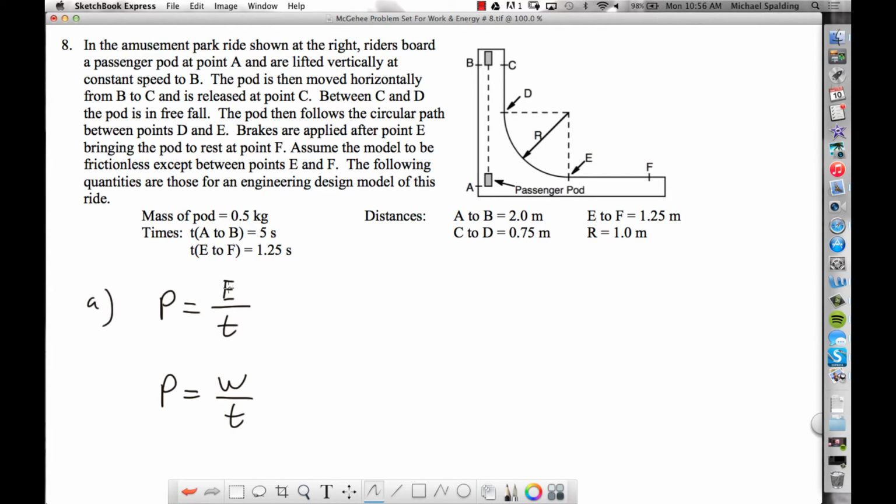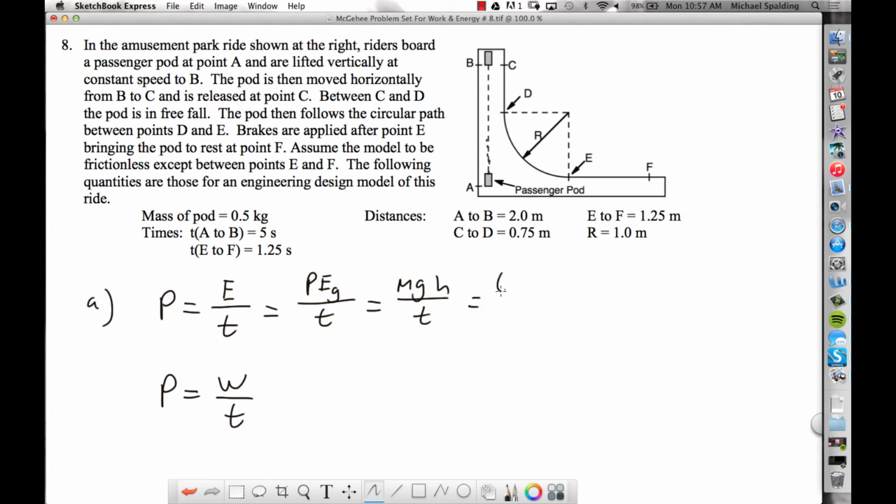So if you looked at this as energy per time, what type of energy is the pod gaining as it goes from point A to point B? Is it gaining kinetic? No, because remember they told us in the problem right here, the pod is lifted with constant speed. If something moves with constant speed, it's not gaining kinetic. So what type of energy is the pod gaining from A to B? Potential of gravity, okay, over time. So potential of gravity is MGH.